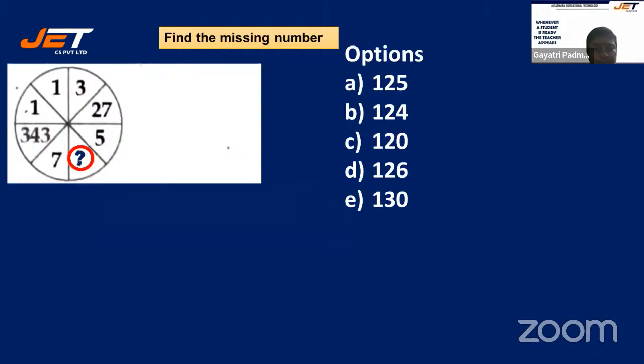All right. See the next question. We have 1, 3, 1, 27, 343, 5, 7, and missing number. All right. Yes. How this could be done? All right. Let's see.